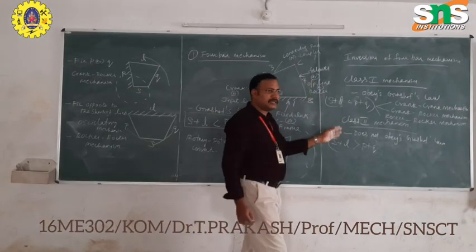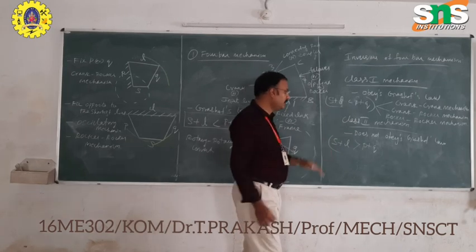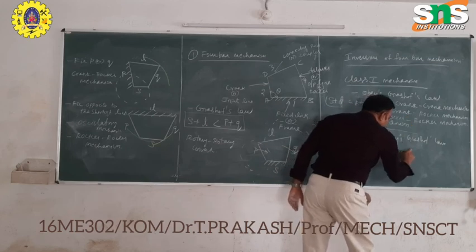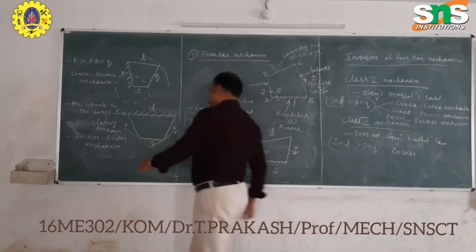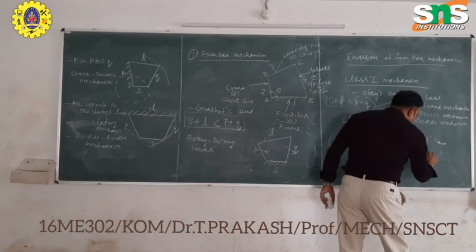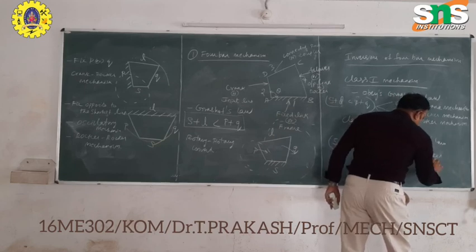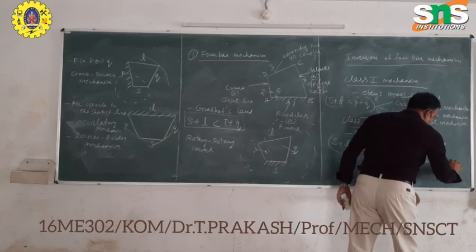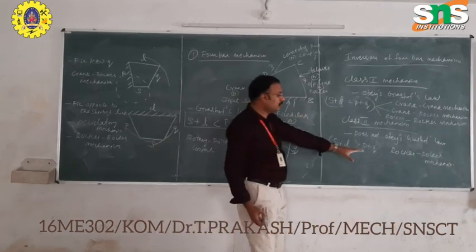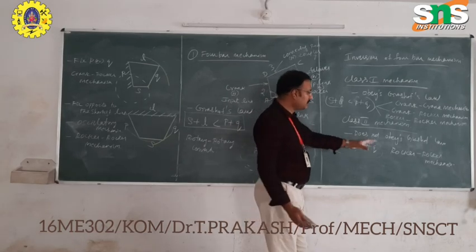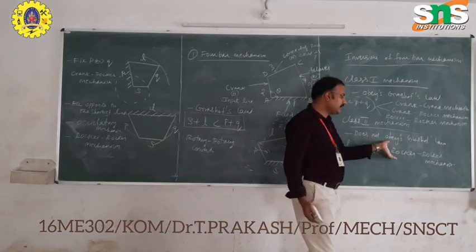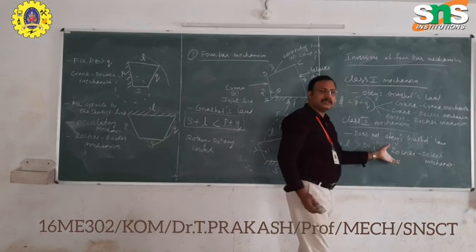Class 2 mechanism does not obey Grashof's law, therefore we get only one type, that is the third type, rocker mechanism. The mechanism does not obey it, that is, the sum of the shortest and longest link will be greater than the other two links. At some positions the mechanism is not possible, at some positions we get both the input and output with a rocking motion. It is also called an oscillating mechanism, both input and output having an oscillating motion.